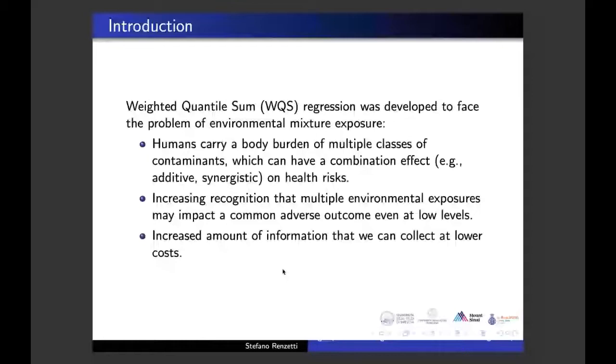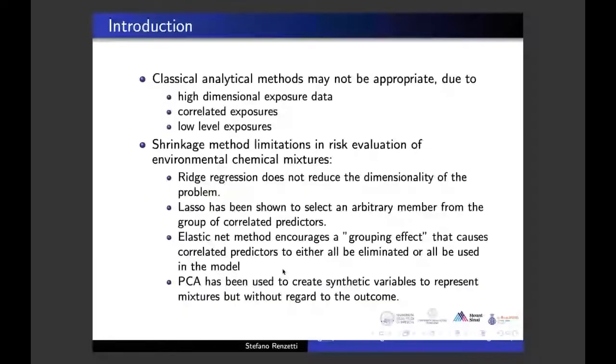Classical statistical methods may not be appropriate because of high dimensional data, correlated variables, and low exposure level, often below detection limit, while shrinkage methods may be particularly useful when we have a high number of predictors and also correlated predictors, but they have a limitation in risk evaluation of environmental chemical mixture.